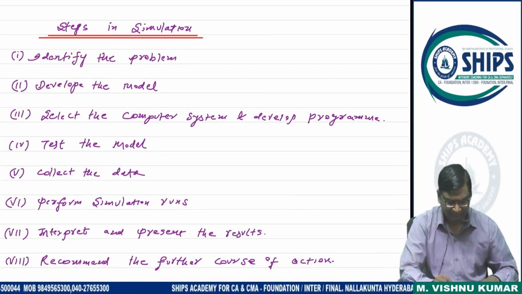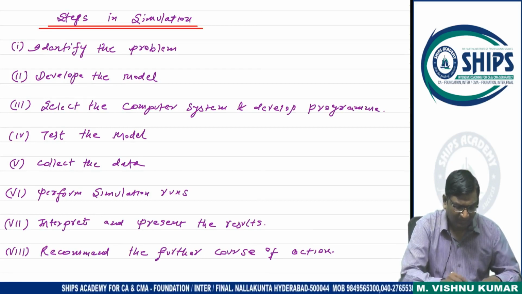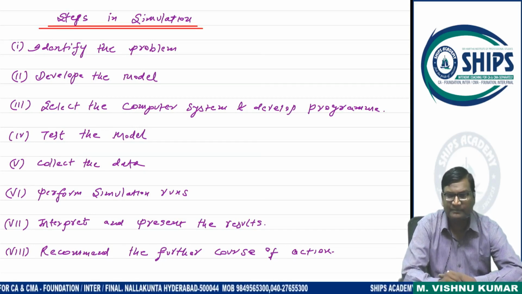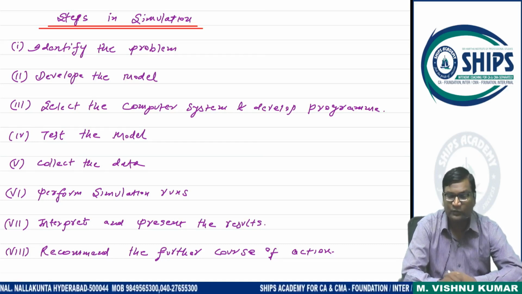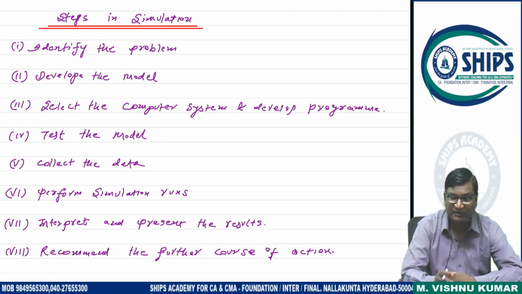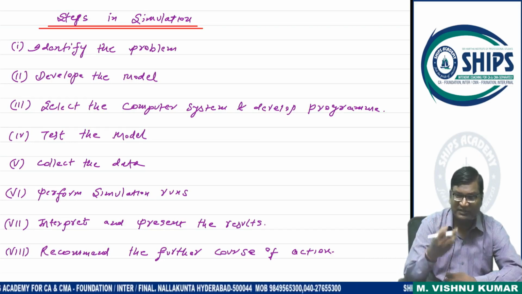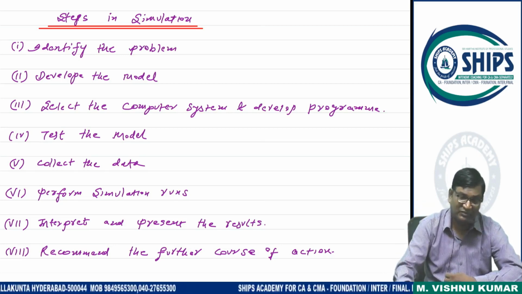Now what are the steps in the simulation technique? The first step is identifying the problem. Problem identification means the problem is related to calculation of demand, or calculation of profit or loss, or waiting time and arrival time, or the closing stock and carrying cost, or any other situation. So first, the area in which you are using simulation and what you want to check in it is called the problem. This is called identification of the problem.